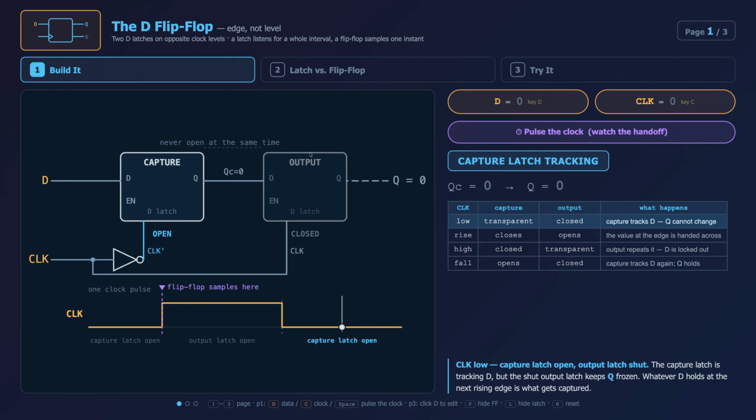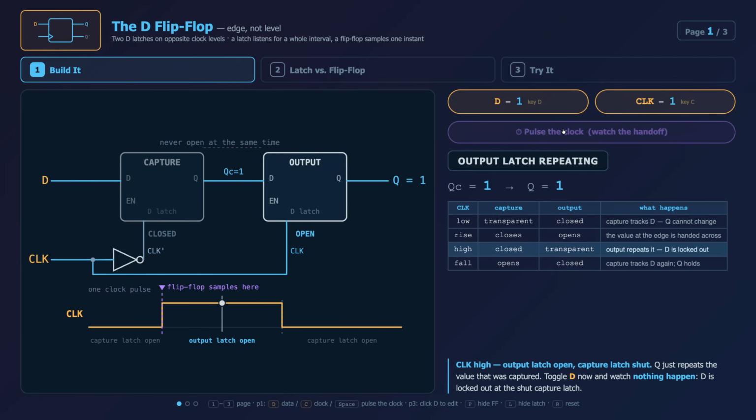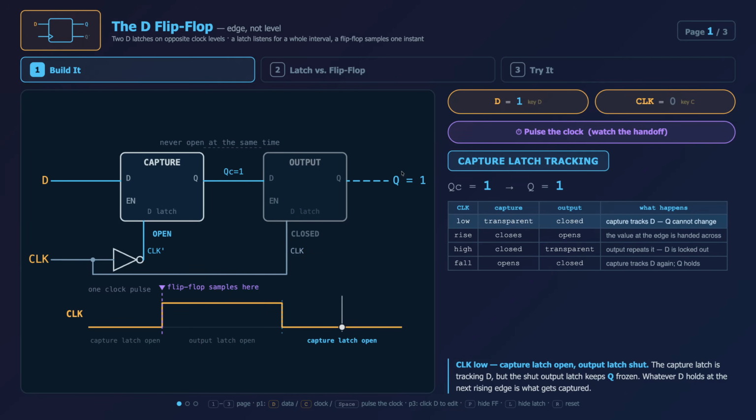All right, so let's watch it one more time. Let's change this to a 1 and pulse the clock. Notice what happens when I pulse the clock: it's going to capture that 1 and pass it on through to the output. All right, one more time with a 0, pulse the clock.